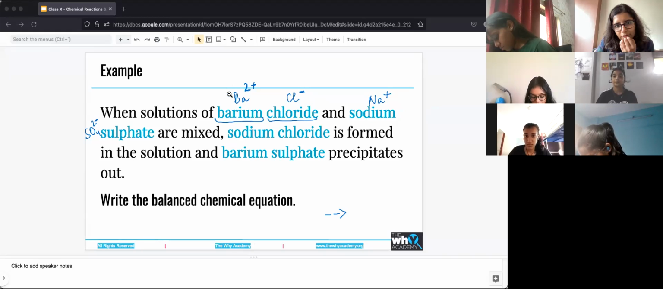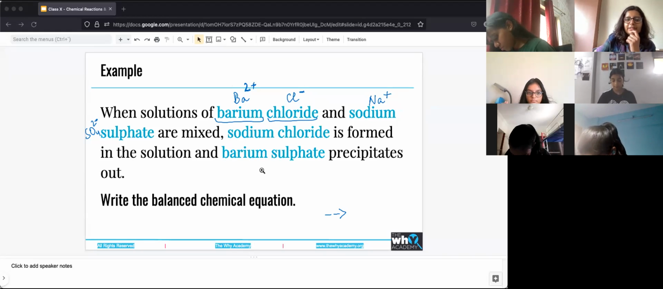Okay, sodium sulfate is correct. Barium sulfate and sodium chloride, and it is all completely balanced. Very good. Dakshinya got it, got the hang of it.